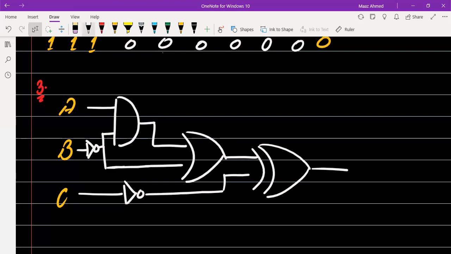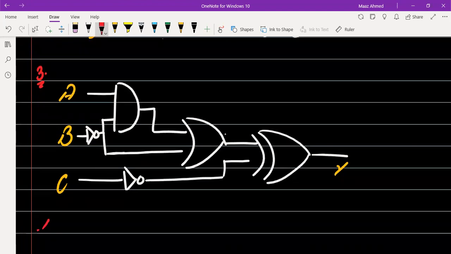Okay, I'm sorry, I just forgot to label the output. It's y over here. So obviously you need to start with if y equals to 1. Now what will be the further?